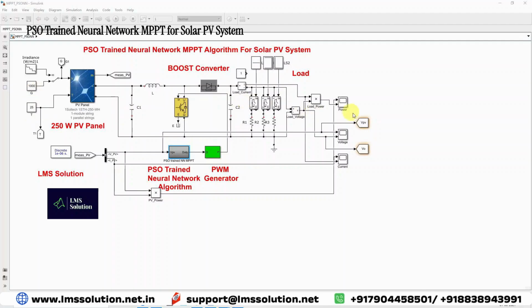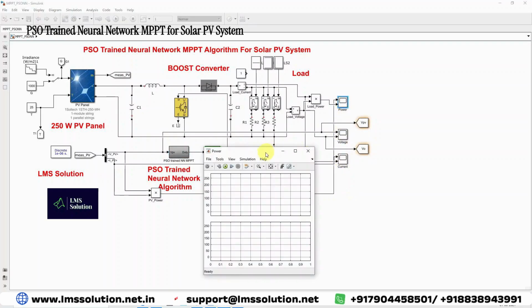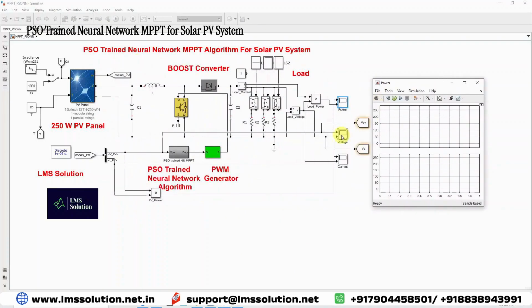And I'm going to measure different parameters. That means power of the PV panel, and then power of the boost converter, and then voltage of the PV panel and the voltage of the boost converter. That means load voltage and load power. And then here you have to measure the PV current and load current. You have to measure these parameters: power, voltage, current, and power.